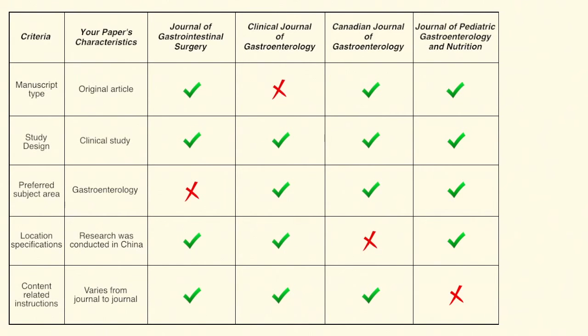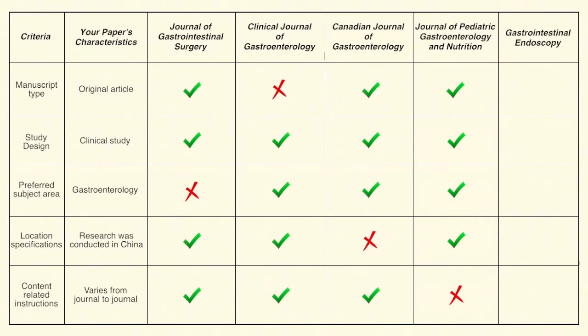Let's look at the fifth one. And this one is called Gastrointestinal Endoscopy. And this journal publishes original research, clinical studies, and the subject area is a match. In your study, you used endoscopy, so that is also a match. There are no location specifications, so a good match with the content-related instructions. So everything is a match. So we have found a good journal for your paper. That is, your paper is a good match with Gastrointestinal Endoscopy.